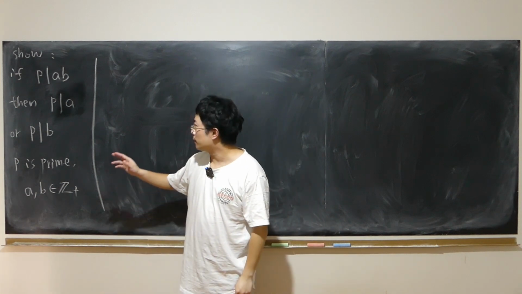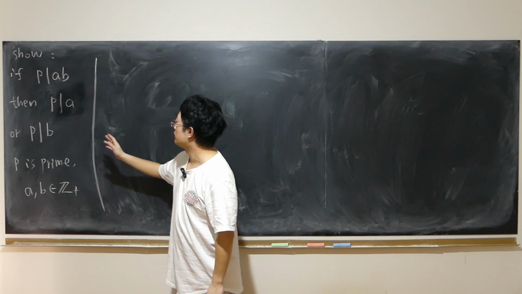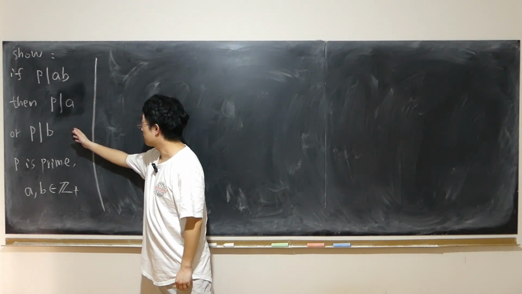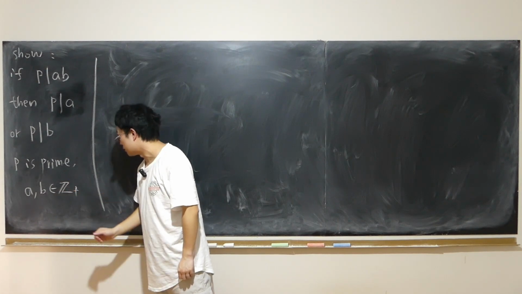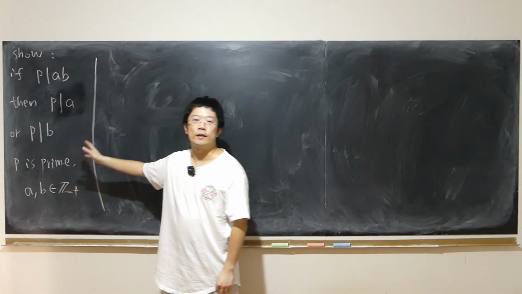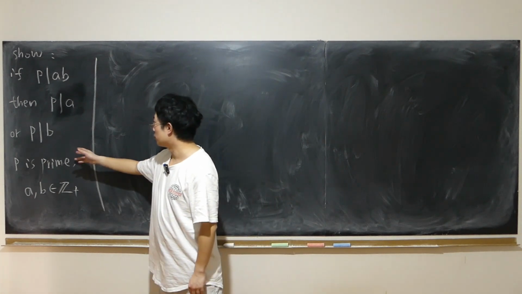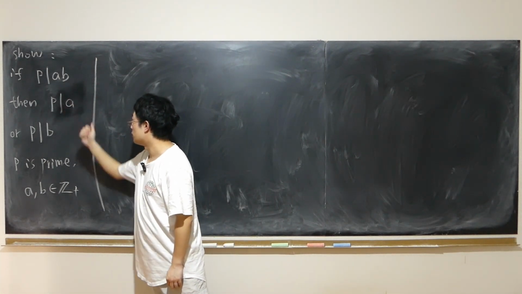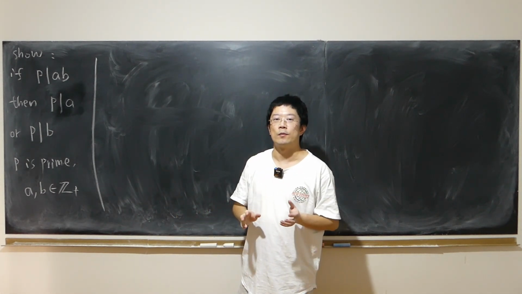If P divides A times B, then we want to show that P either divides A or B or both. This is where P is a prime and A, B are both positive integers. It also works for negative integers, but it's of the same effect. And if A and B were 0, then of course it's obvious. This result is a well-known result from elementary number theory.